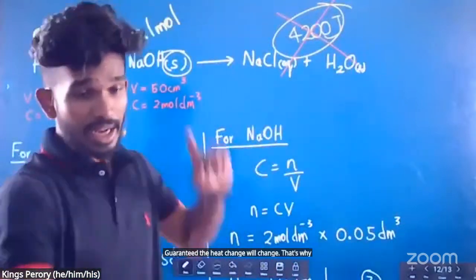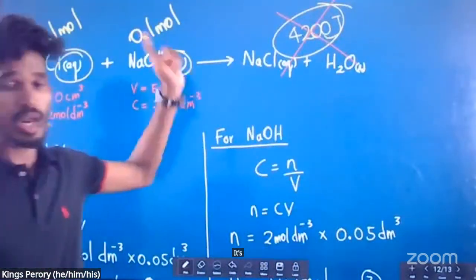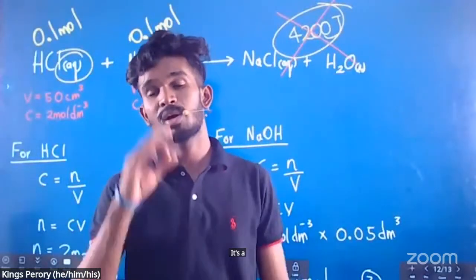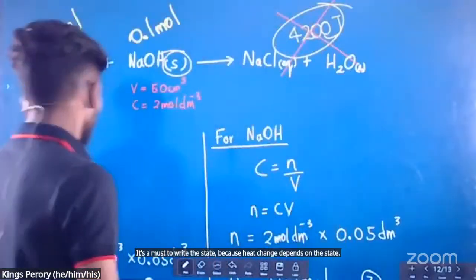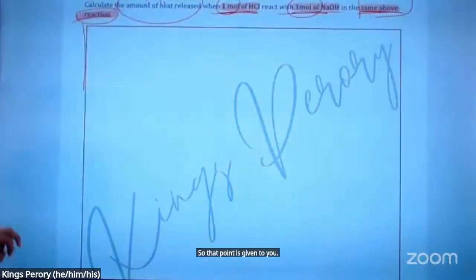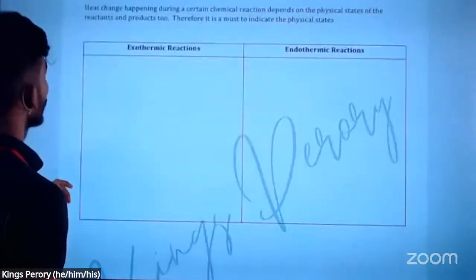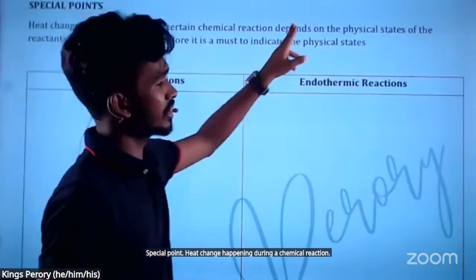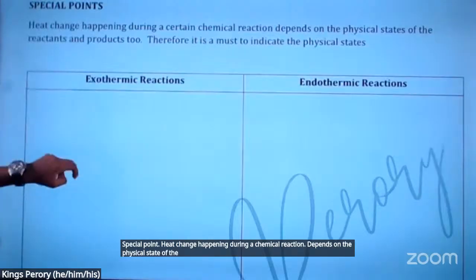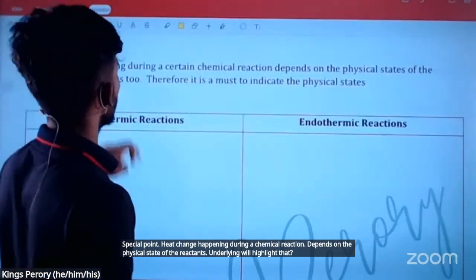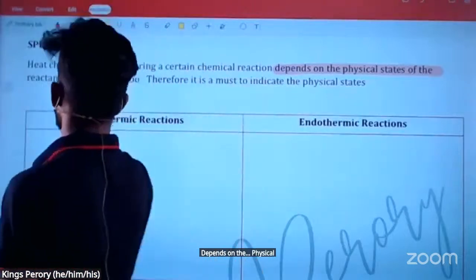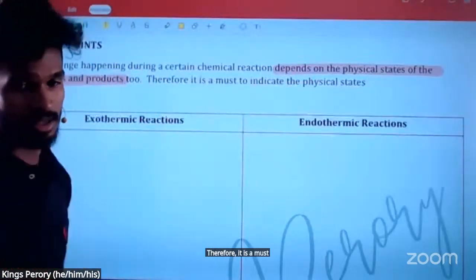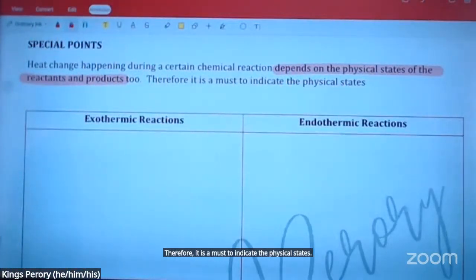That's why I told you in this lesson, it's a must to write the states. Can you remember, day one session I told? It's a must to write the state because heat change depends on the state. So that point is given to you. Special point: heat change happening during a chemical reaction depends on the physical state of the reactants. Underline or highlight that. Depends on the physical states of the reactants and the products. Therefore, it is a must to indicate the physical states.